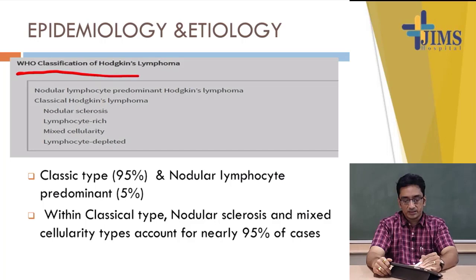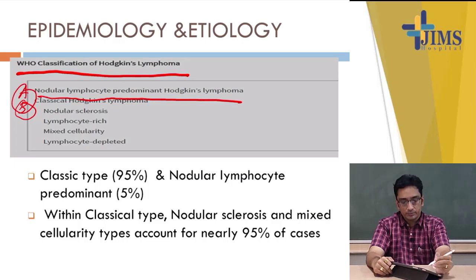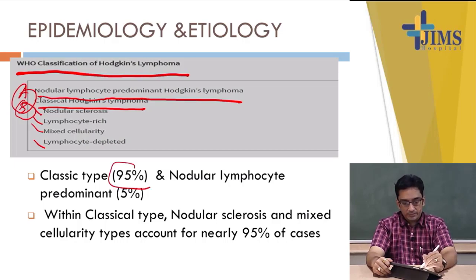This is the WHO classification of Hodgkin's lymphoma. There are two major classifications. One is the nodular lymphocyte predominant Hodgkin's lymphoma, and second is classical Hodgkin's lymphoma. The classical again has four types: nodular sclerosis, lymphocyte rich, lymphocyte depleted and mixed cellularity. Classical type is 95%, while nodular lymphocyte predominant type is 5%. Within the classical type, nodular sclerosis and mixed cellularity are nearly 95%.